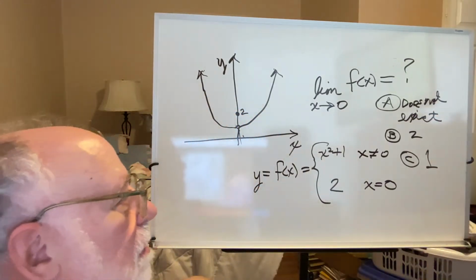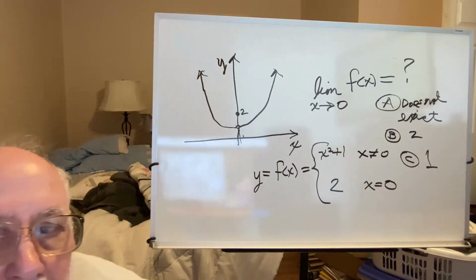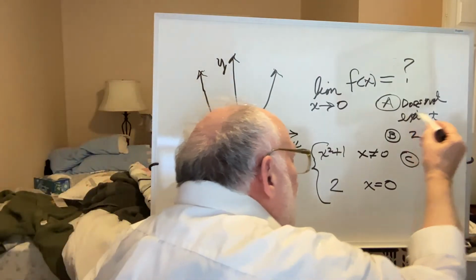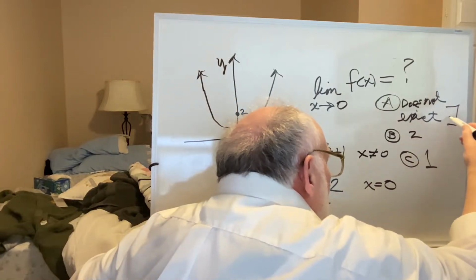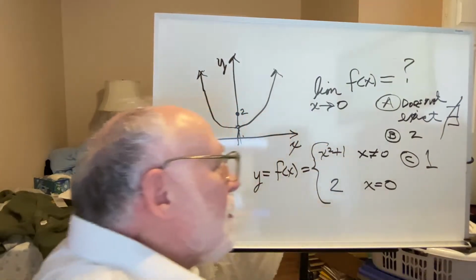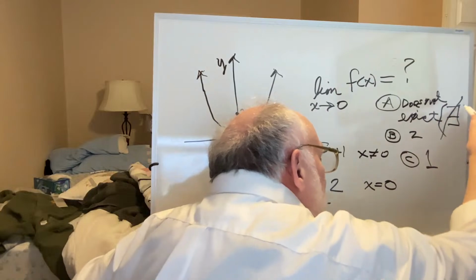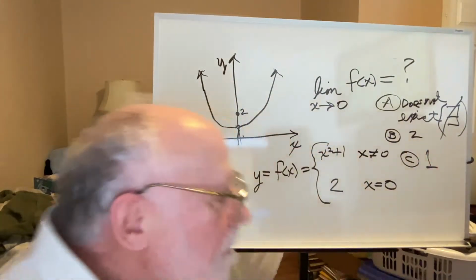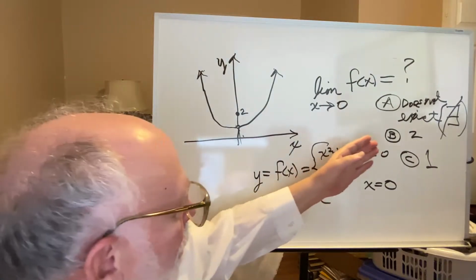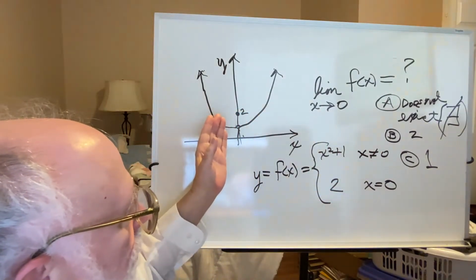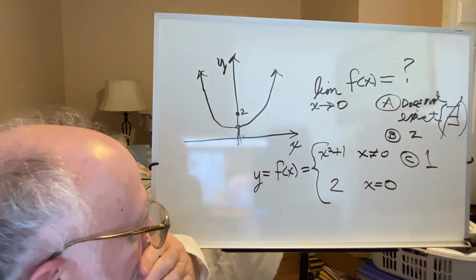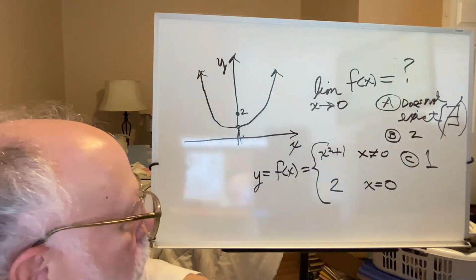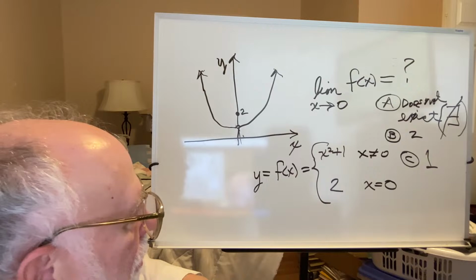And so here are some popular answers. One answer could be that it does not exist. That's mathese for does not exist. Or the answer might be 2. Or the answer might be 1. So you can take your choice here.